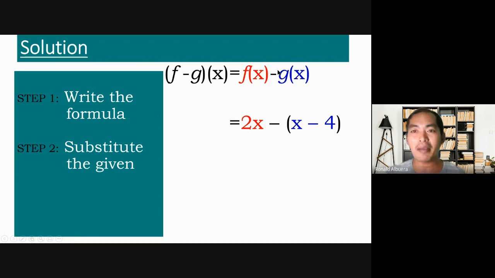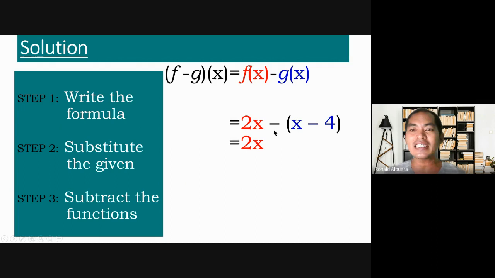Pero remember na ang operation ay minus, kaya kailangan natin na papalitan ng sign ang pangalawang function na g of x, which is x minus 4. Yung x magiging negative x, yung negative 4 magiging positive 4. And then we simplify. Yung rule na natin ay addition. Once na napalitan na natin ng sign yung subtrahend, let's proceed to the rule of addition.